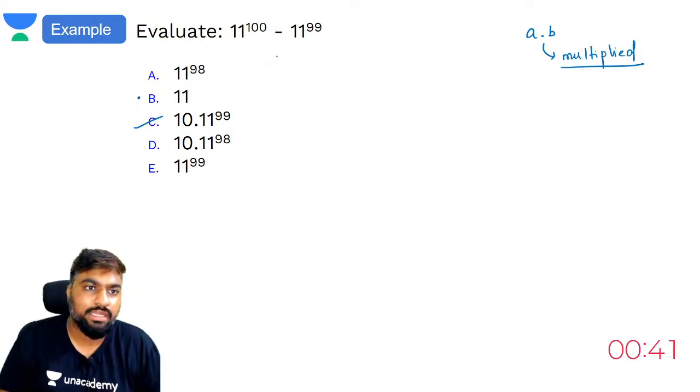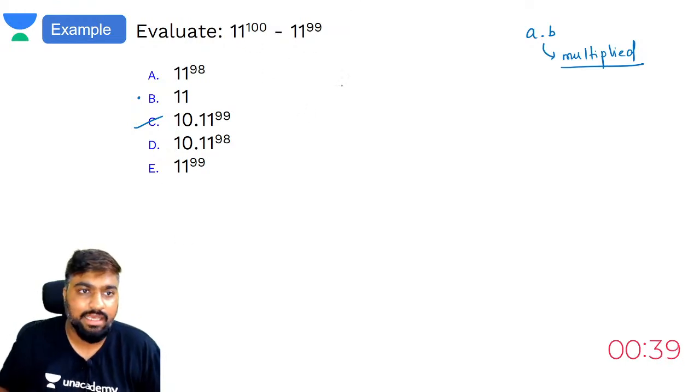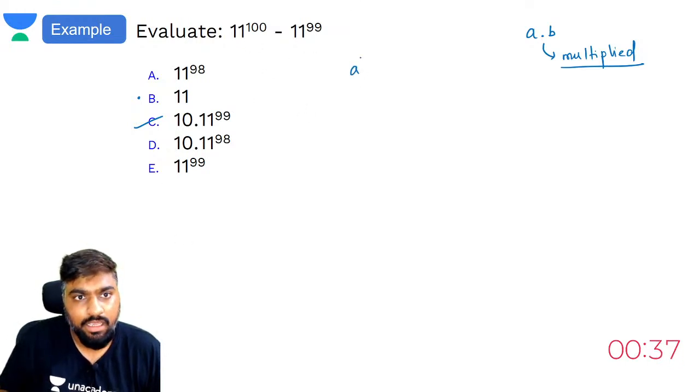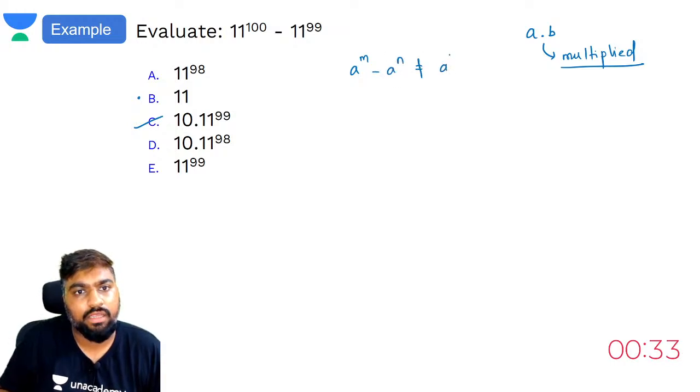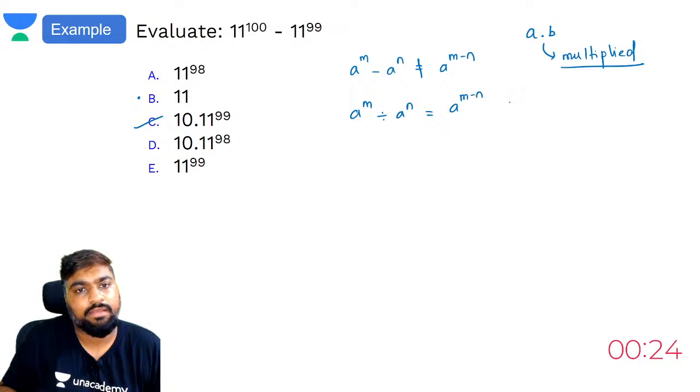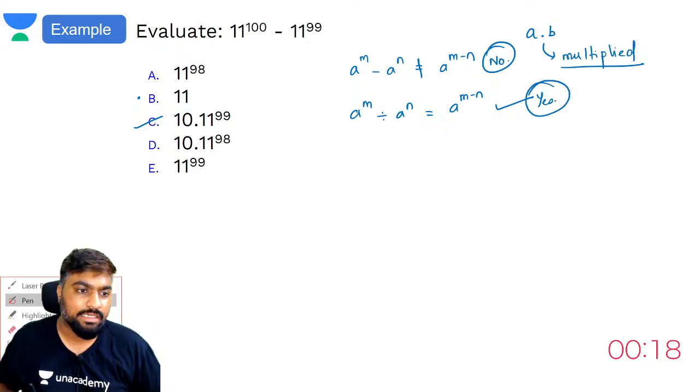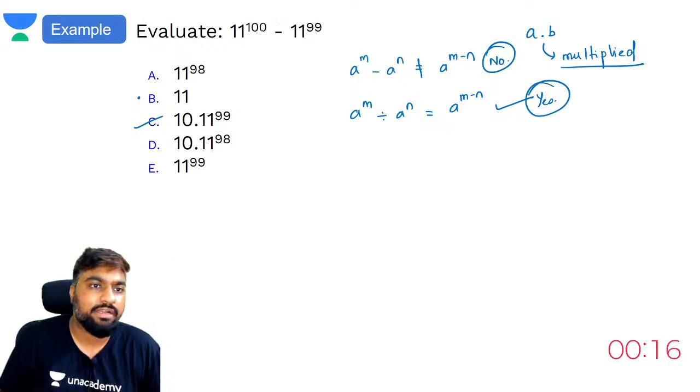Okay, so what do you get here? Again, please don't make the same mistake, guys. A power m minus a power n is not equal to a to the power m minus n. No. A power m divided by a power n is equal to a power m minus n. Yes. So what happens here? Here again 11 to the power 100 minus 11 to the power 99.